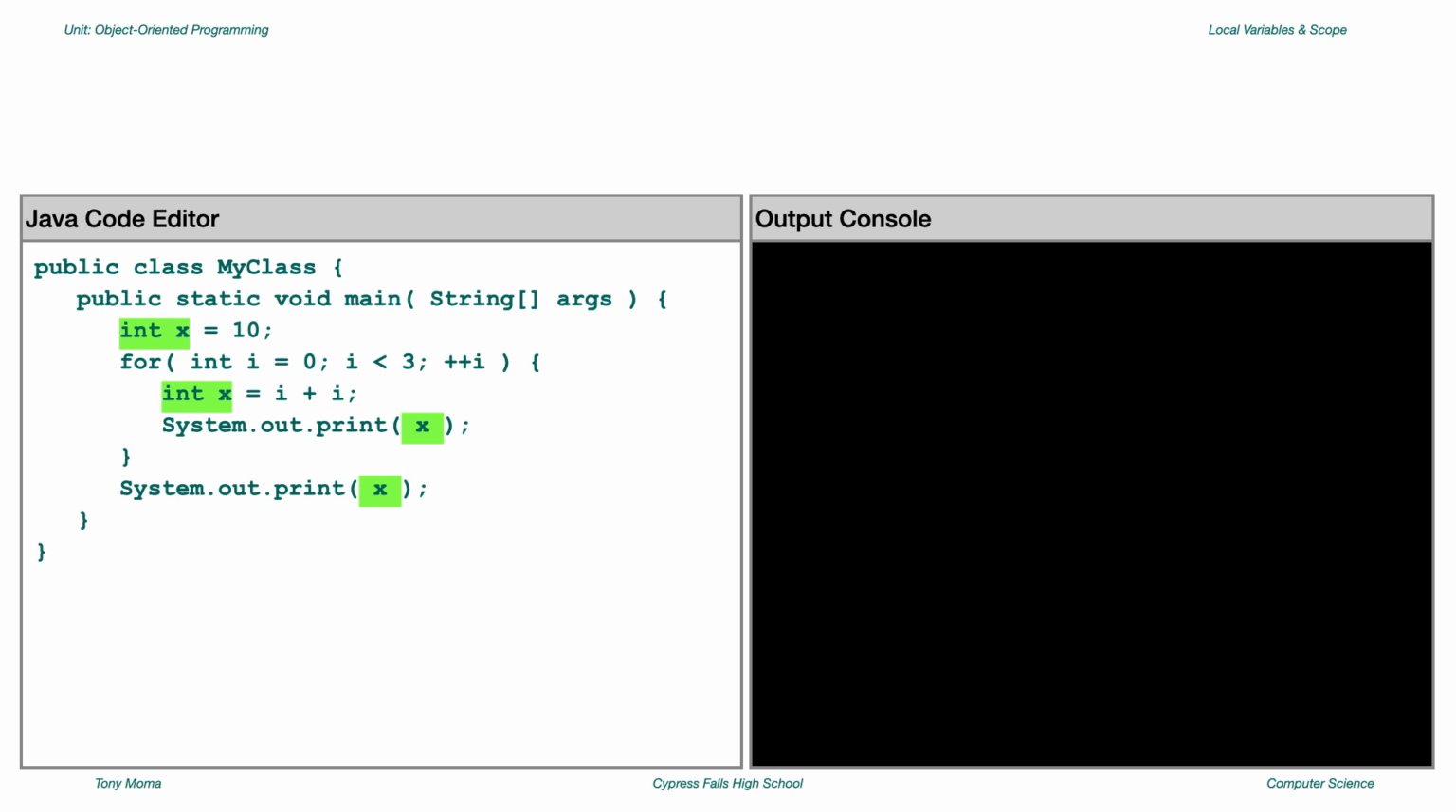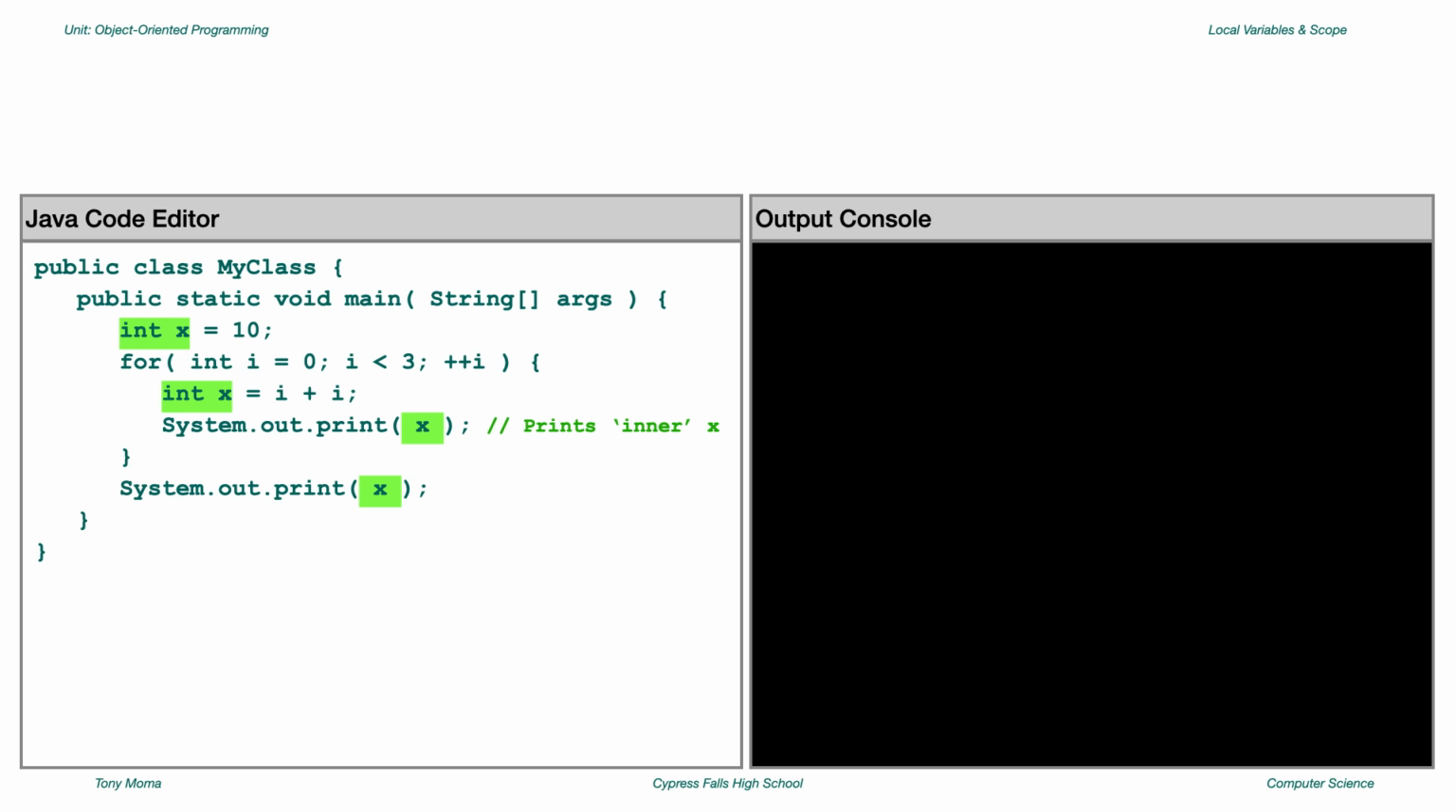Well, for the first print statement, recall that we stated that the variable with the innermost scope always takes precedence. So, since inside the for loop we have two variables named x that exist in the scope, we're going to print out the inner x. That's going to be the one that takes precedence.